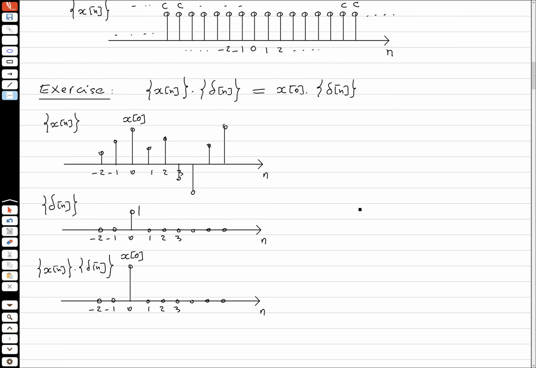Some of you may not find that easy, but on the left side we have multiplication of 2 sequences together. On the right side we have something different, which is the scaling of delta of n with a number. X of 0 is a number. Could be 2.1, pi, square root of 2. It's a number, all right? So this is a scaling of a sequence with a number, and this is the multiplication of 2 sequences. However, they give the same result.